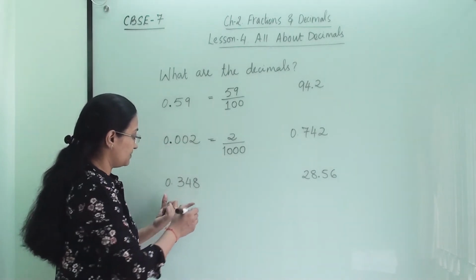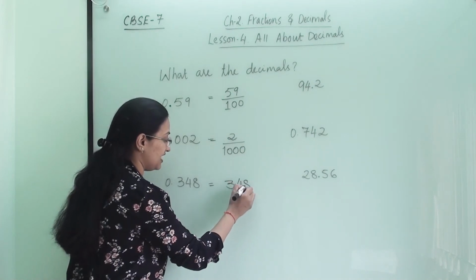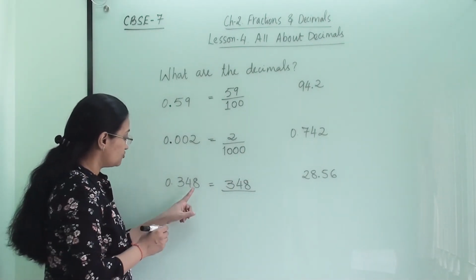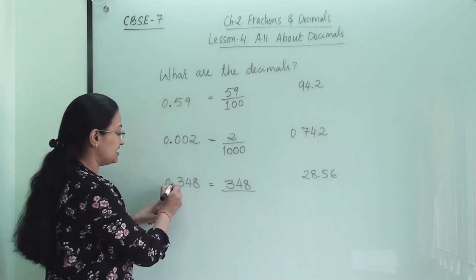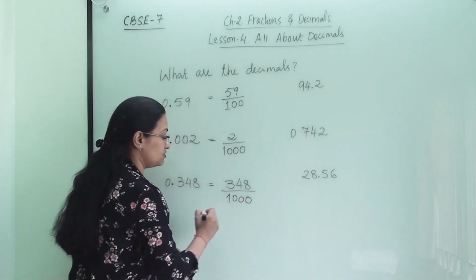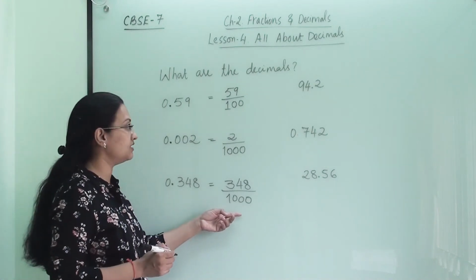Now the next. So let us write first the number, that is 3, 4 and 8. Now we will check how many zeros we need to put. So 1, 2 and 3. After that we have put the decimal point here. So 3. So in the denominator 1000 will be there. 3 zeros will be there and 1 will be there. That means 1000 will be there.